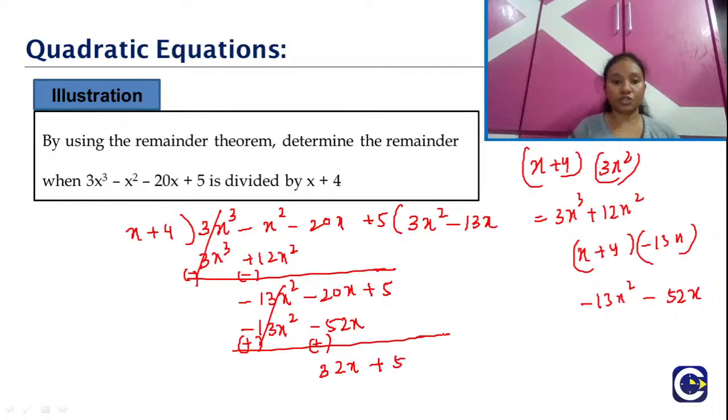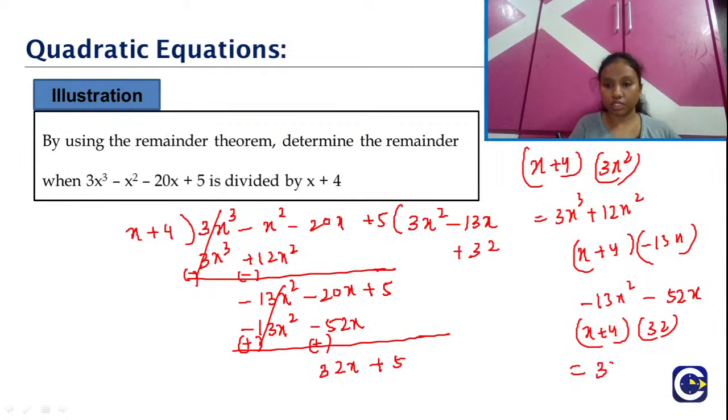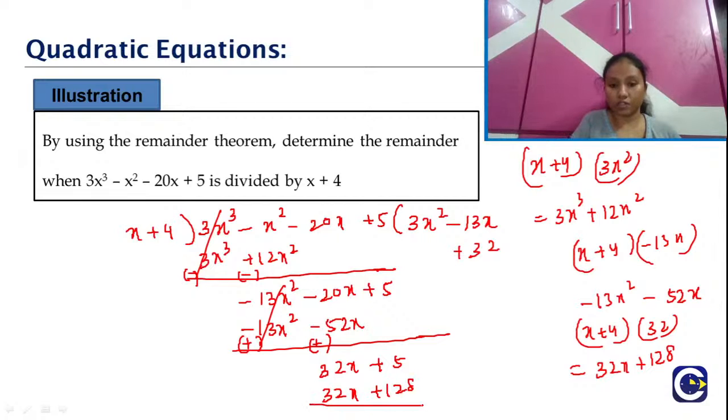Alright, so the next thing which we should have here is plus 32. That means x plus 4 into 32. Right, so 32 into 4. So 32x plus 32 into 4 will be 128. So 32x plus 128, which means again minus here, again minus here. So these two terms will be getting cancelled and it will be 5 minus 128, which is minus 123. So if you remember, the remainder we get using our remainder theorem is equal to minus 123.